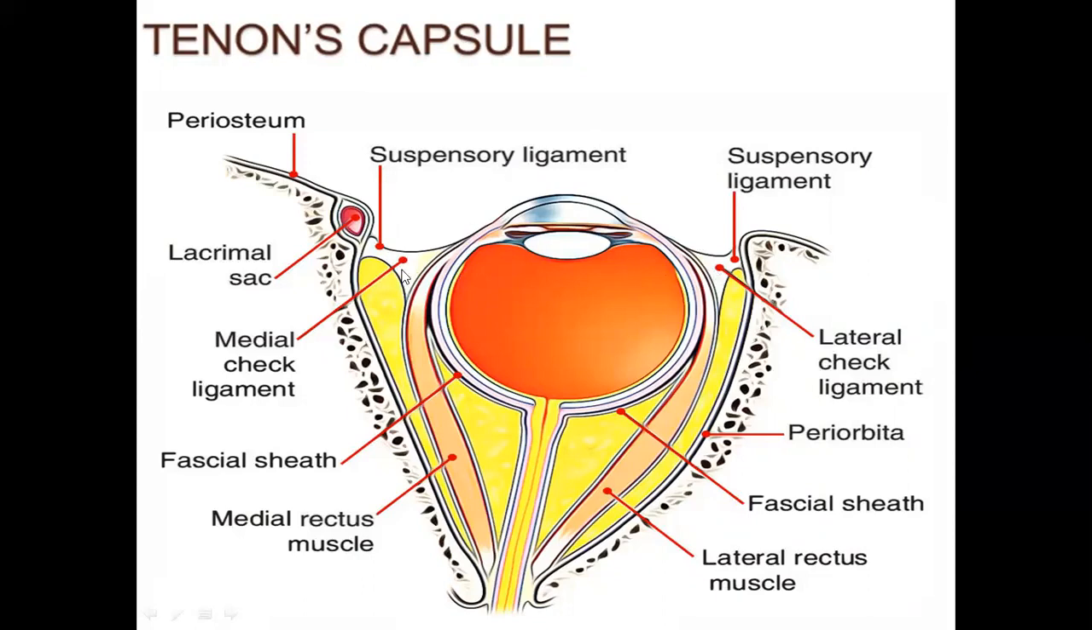Now this medial check ligament is a strong triangular expansion that extends from the sheath covering the medial rectus up to the lacrimal bone. And the next one is the lateral check ligament, which is again a strong triangular expansion, extending from the sheath covering the lateral rectus to the zygomatic bone.